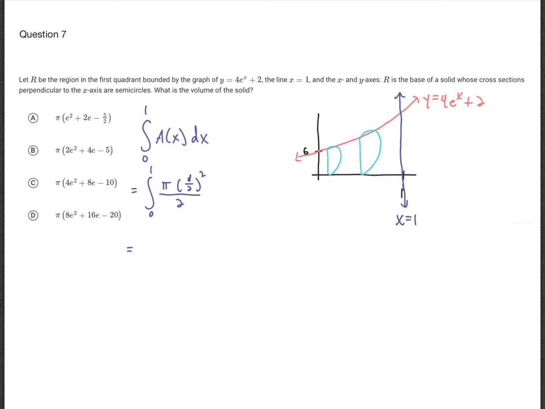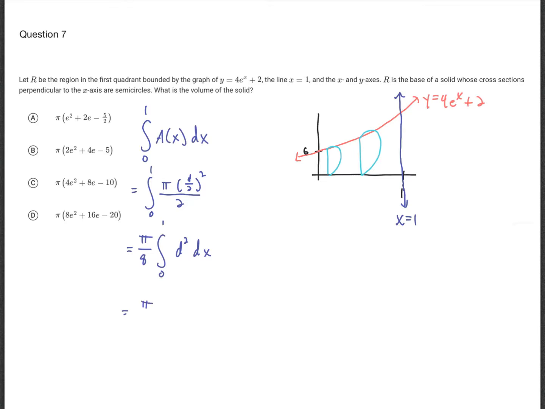And so I'm going to really just pull out a pi over 8. And we'll have d squared dx. Okay, pulled out the pi, and then this over 2 became over 4, and then over another 2. That's how we got this over 8. And now we see this diameter is just this function.